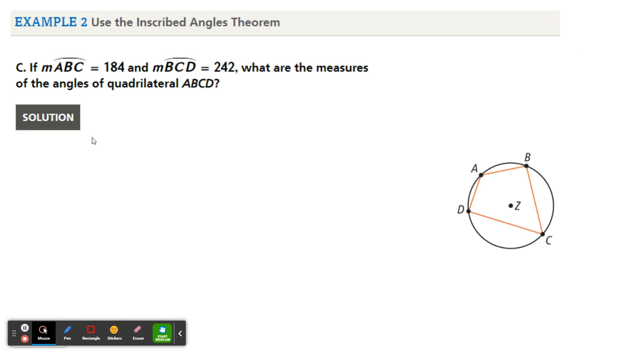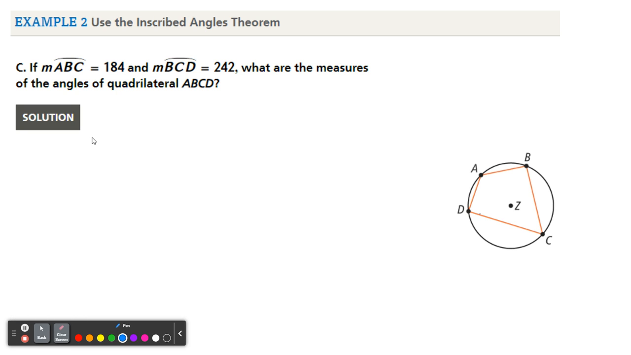All right, and last but not least, so here you go. It says if the measure of arc ABC is 184 and the measure of arc BCD is 242, what are the measures of the angles of quadrilateral ABCD? So a little bit more involved here.